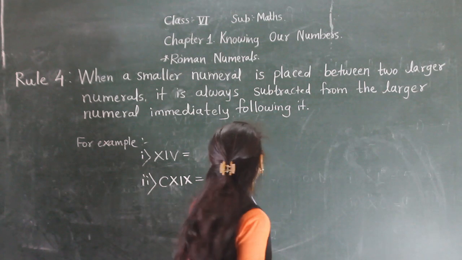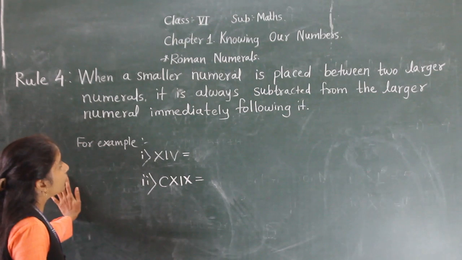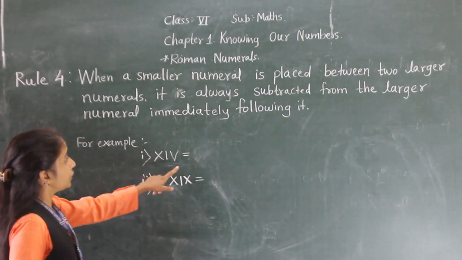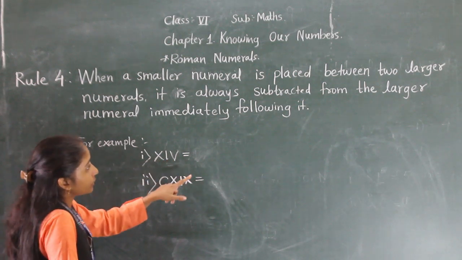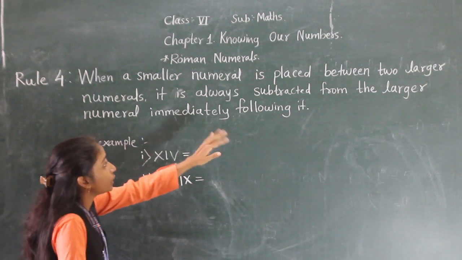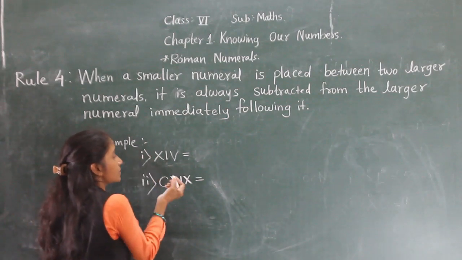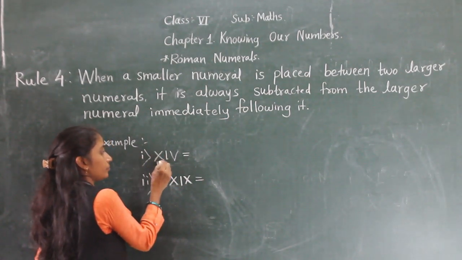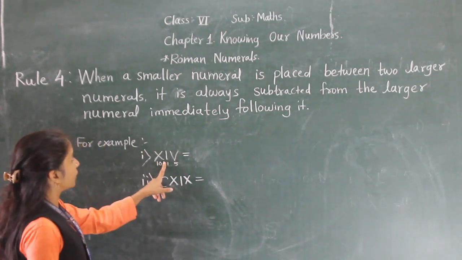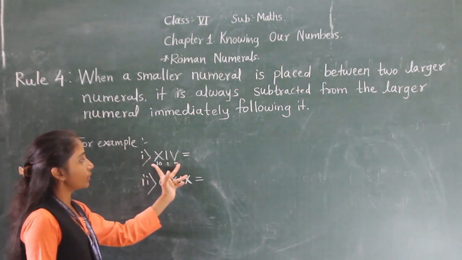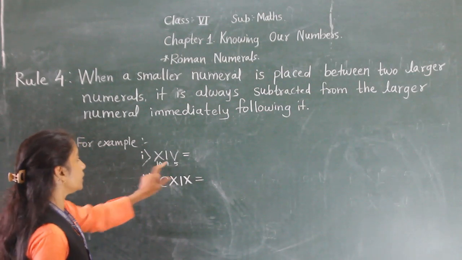Let's see rule number 4. When a smaller numeral is placed between two larger numerals, it is always subtracted from the larger numeral immediately following it. Means what? See now, in this first example, X is 10, I means 1, V means 5. The smaller numeral is between two larger numerals. So this should be subtracted from the larger numeral immediately following it.